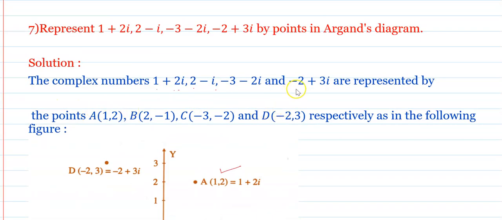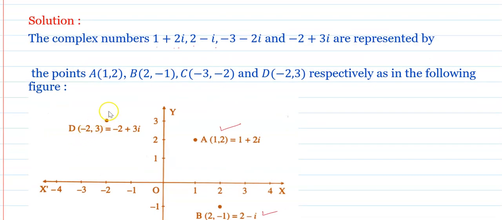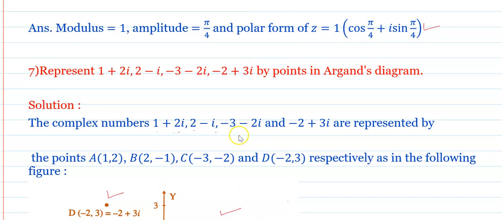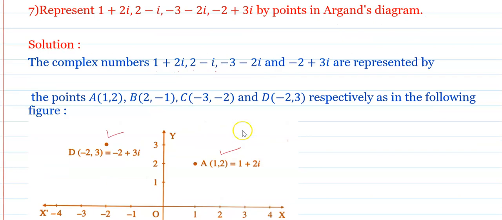And the last is x is negative, y is positive, it lies in the second quadrant, which is the D point. That is D in bracket. D is minus 2, 3, and that is equal to minus 2 plus 3i. And in this way, we can represent the points with the help of the Argand diagram.